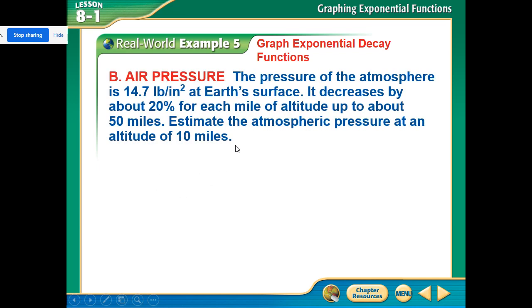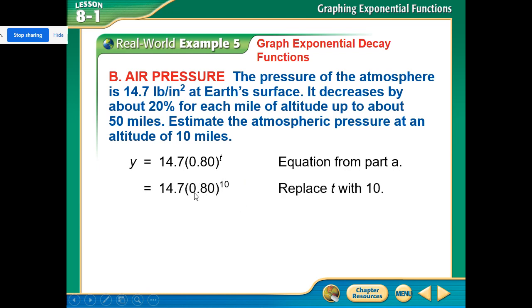We're going to be able to use that formula, however, to estimate the pressure at an altitude of 10 miles. You can go ahead and do that by putting 10 in here and just typing that in your calculator for an answer of 1.58 pounds per square inch. All right.